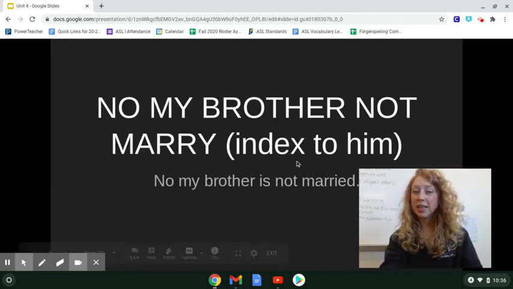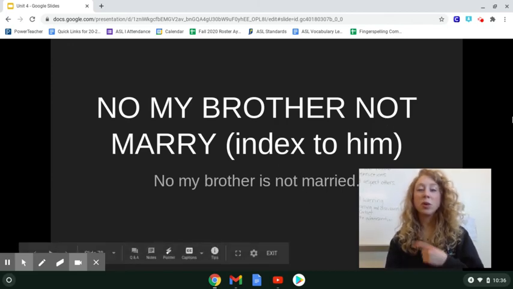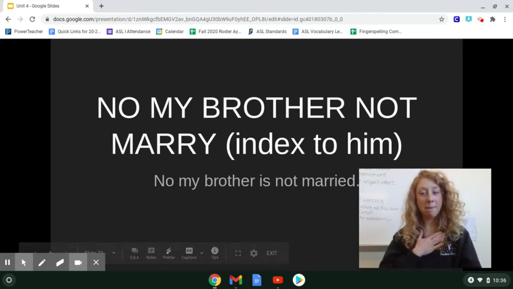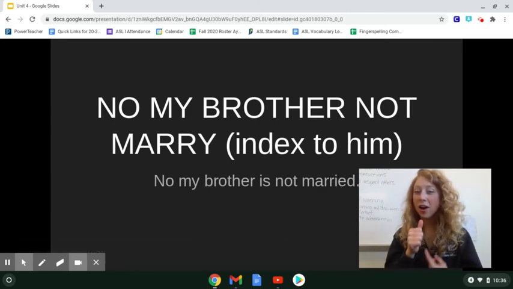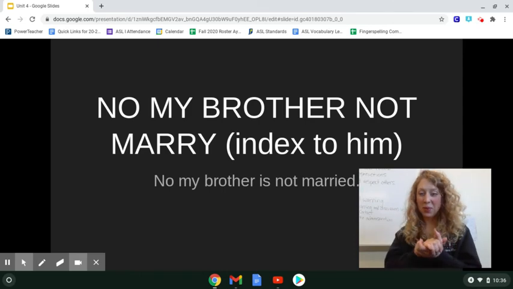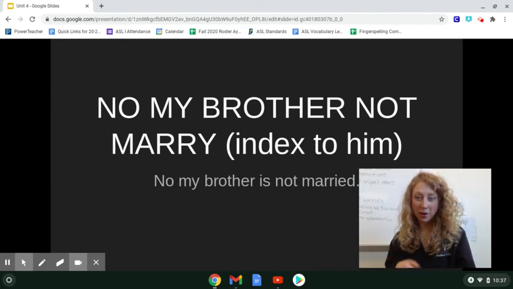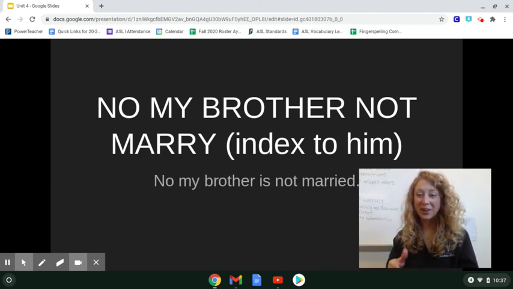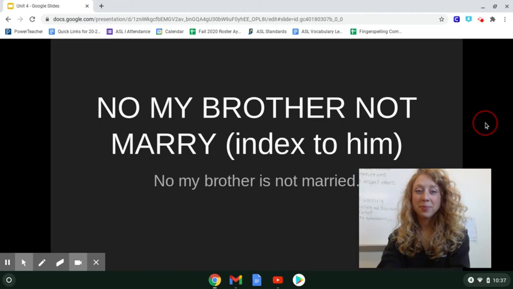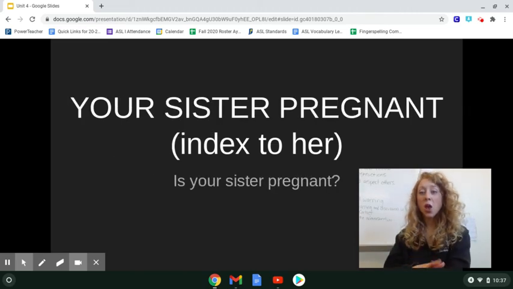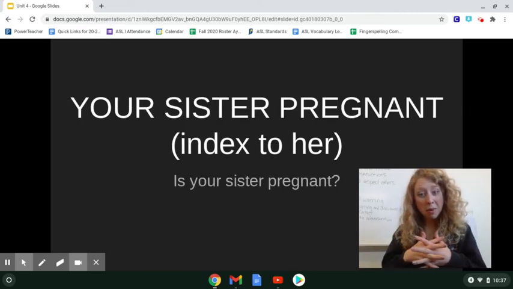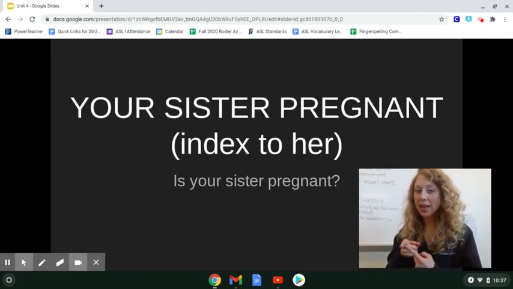And we indexed again to him in your answer. So we shook our head. No, my brother, not. And you point to him again. So my brother, he is not married. That's kind of what's being said here. Okay. I indexed again at the end. That was for her or she.